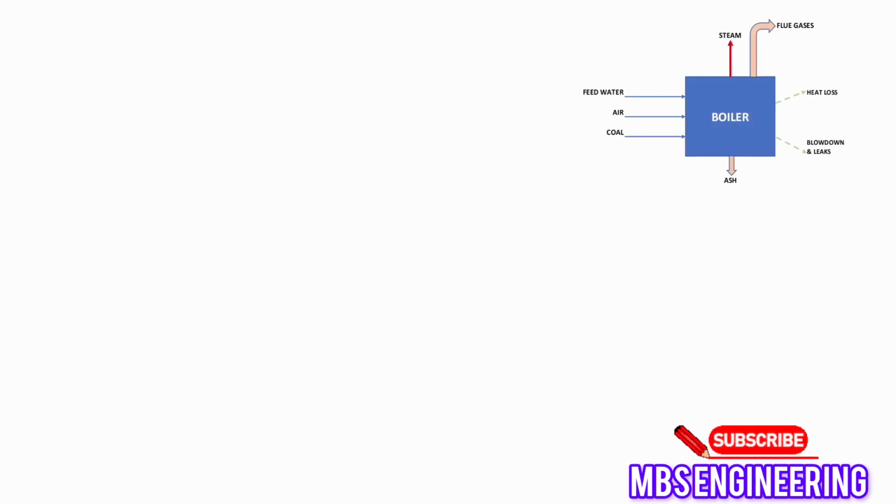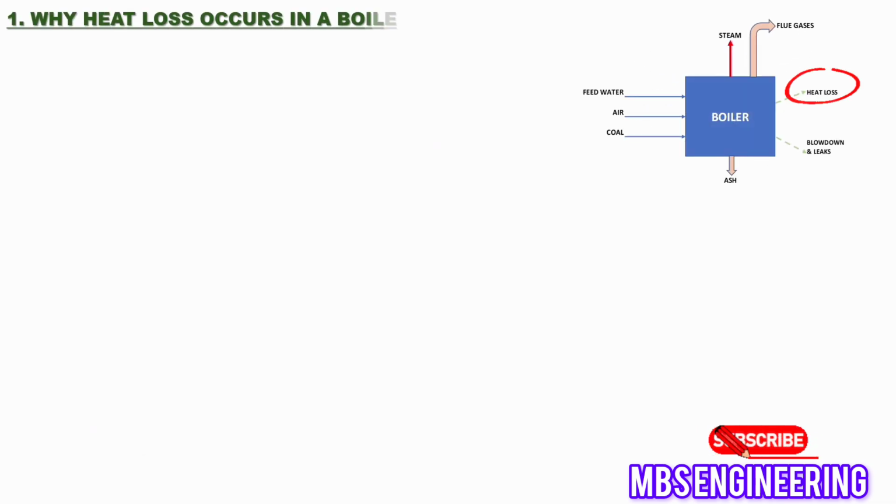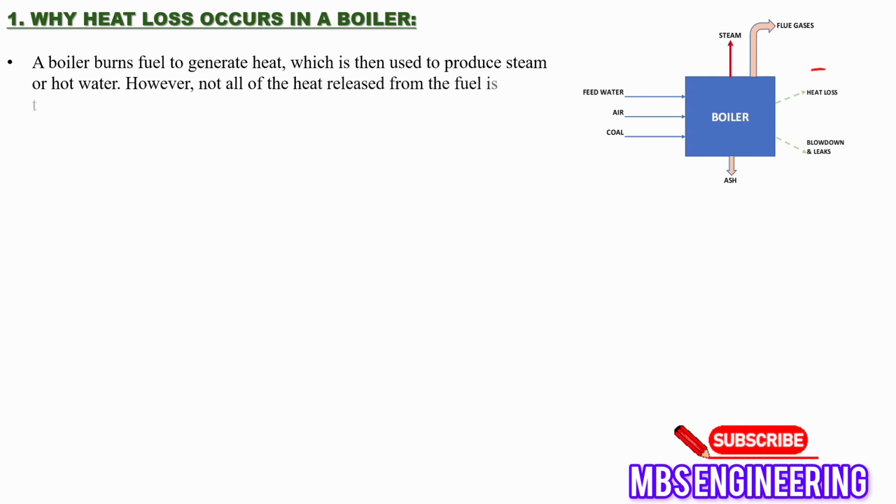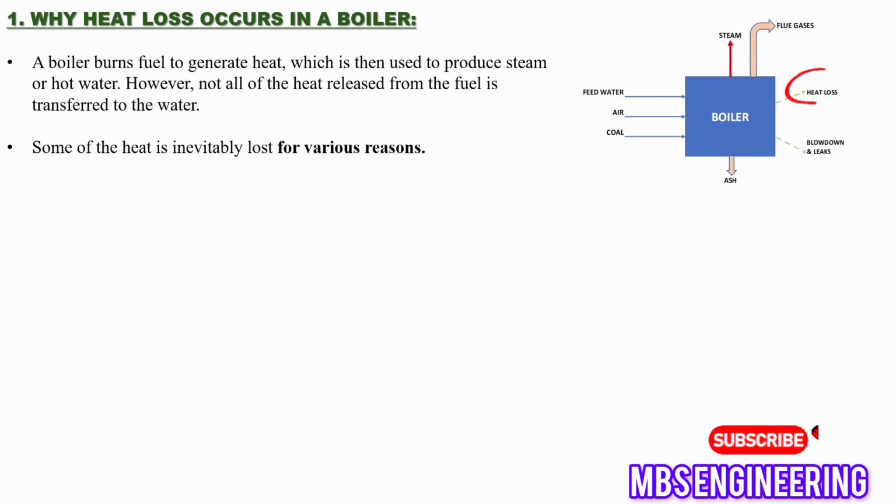Next, we will learn and understand why heat loss occurs in a boiler. When a boiler burns fuel to produce heat, not all of that energy is used efficiently. Some portion of it is always lost. A boiler burns fuel to generate heat, which is then used to produce steam or hot water. However, not all of the heat released from the fuel is transferred to the water. Some of the heat is inevitably lost for various reasons. Please refer to the picture below for a better understanding.